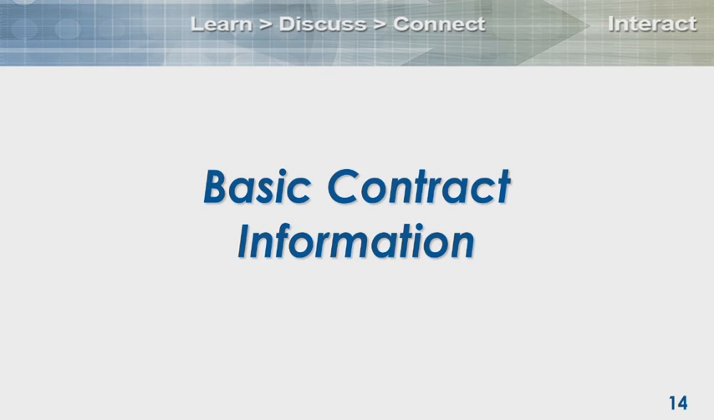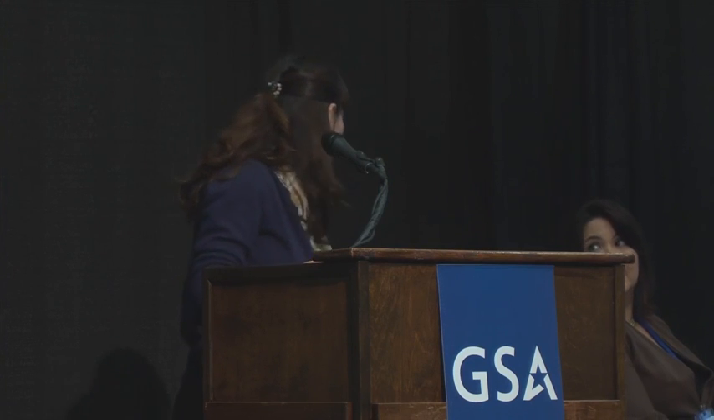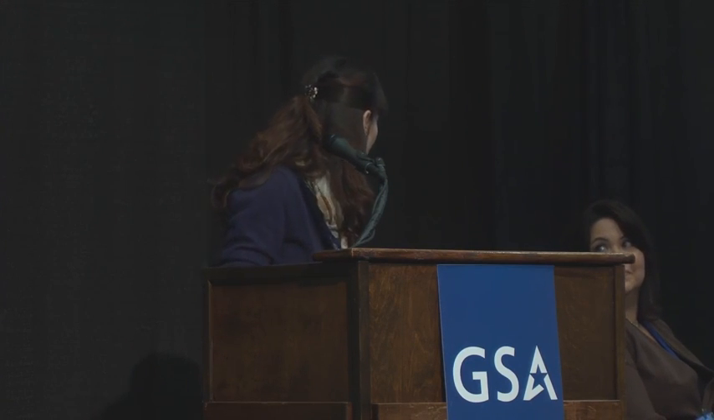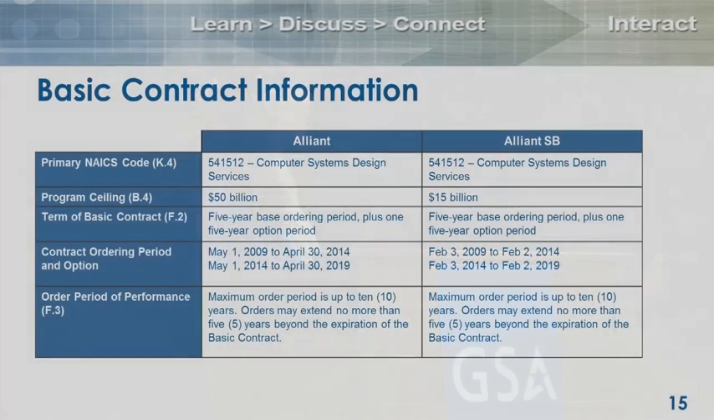So for instance, Alliant has 47 contractors. When you release or post your... I'm sorry, Alliant, 57. No, Alliant... Oh, I'm sorry, I got mixed up with Alliant Small Business. Sorry, 57 contractors, okay? When you post a solicitation, you would have to provide fair opportunity to all 57 contractors, okay? Unless you decide to do a sole source, okay? Some basic contract information here.